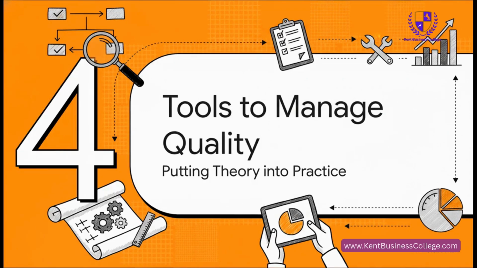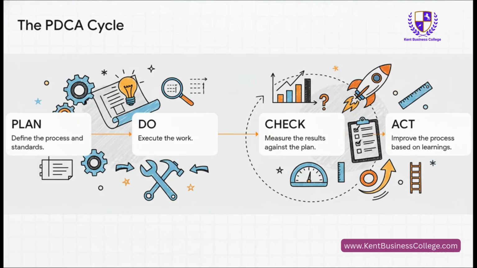Okay, so we've established that investing in quality is a smart move. But how do we actually do it? Let's look at some of the key tools and techniques you'll be using to put all this theory into practice. First up is the Plan, Do, Check, Act cycle. It's this really simple, but honestly incredibly powerful loop for continuous improvement. You just plan what you're going to do, you do it, you check your results against the plan, and then you act on what you've learned to make the next cycle even better.